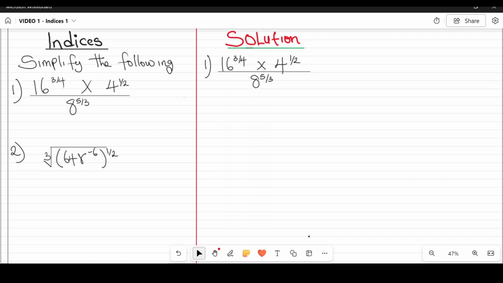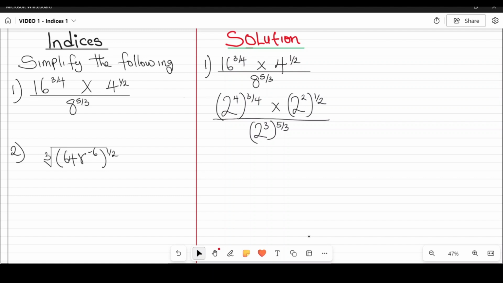So therefore, I will have 2 raised to the power of 4, all raised to the power of 3 divided by 4, times 2 raised to the power of 2, all raised to the power of 1 divided by 2, all divided by 2 raised to the power of 3, raised to the power of 5 divided by 3. From here, we have expressed our numerator and denominator as the power of their base.